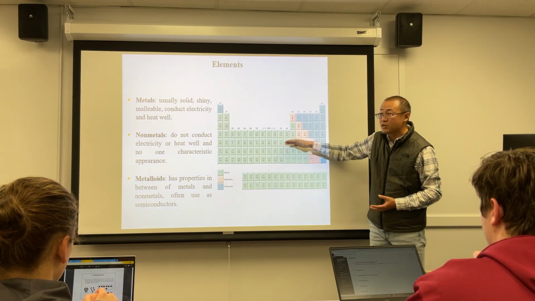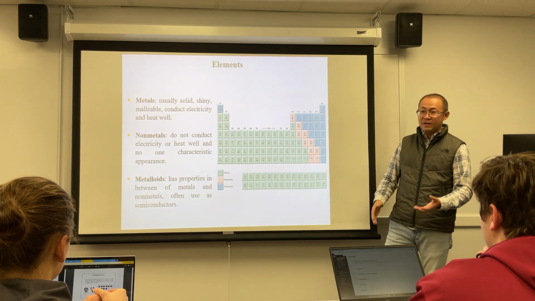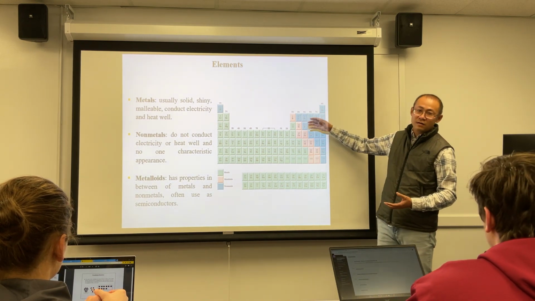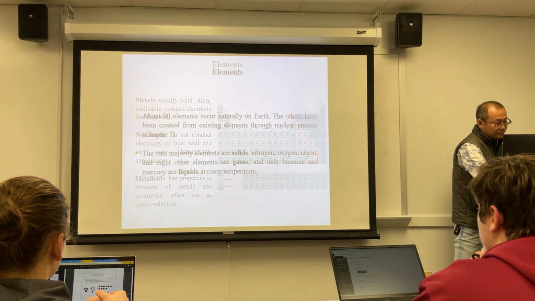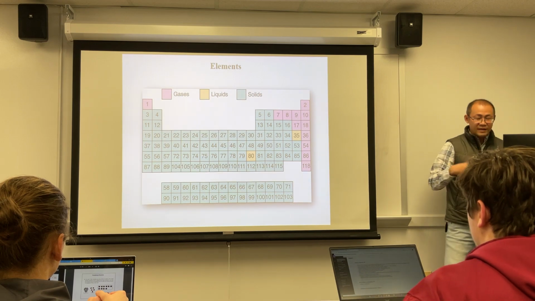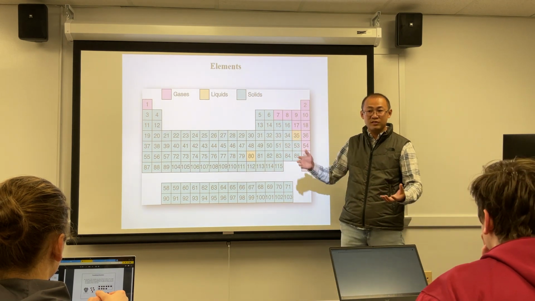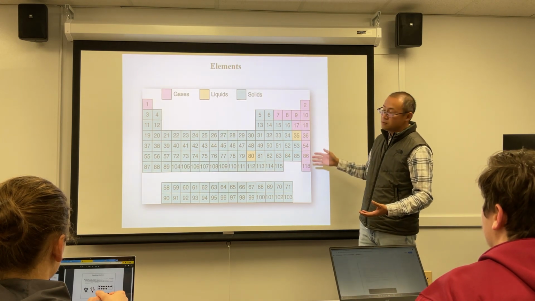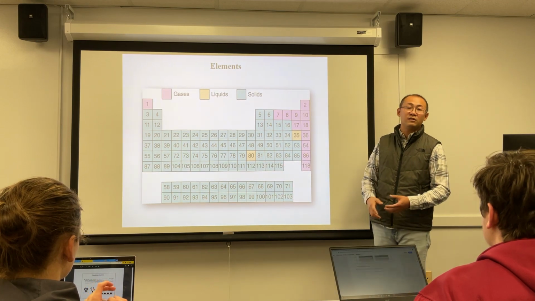We know what the rows are called, the columns are called, and we know the elements can be classified into metals, nonmetals, metalloids, and most elements exist as a solid in their natural state, some as liquid, gas, and two as what? As liquid in their natural state.